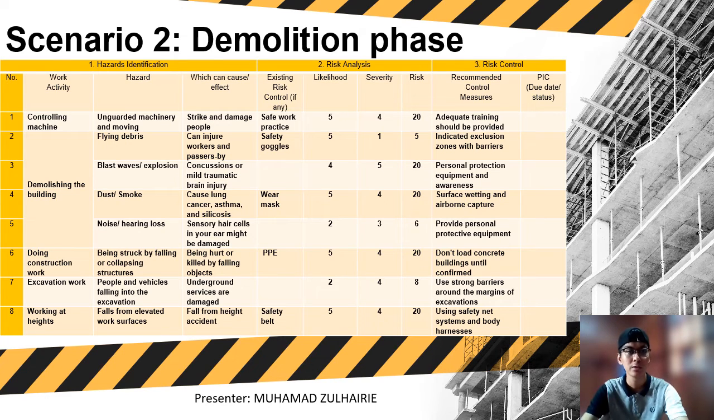We also don't want flying debris that can cause injuries to workers, so we must provide them with safety goggles. Likelihood is 5, severity is 1. So we must make sure the control measure is to indicate the exclusion zone and barrier. And this is all the hierarchy form that needs to be followed by the workers while doing the demolition work, since we want to reduce the number of incidents and prevent things that we don't want to happen during the demolition phase.